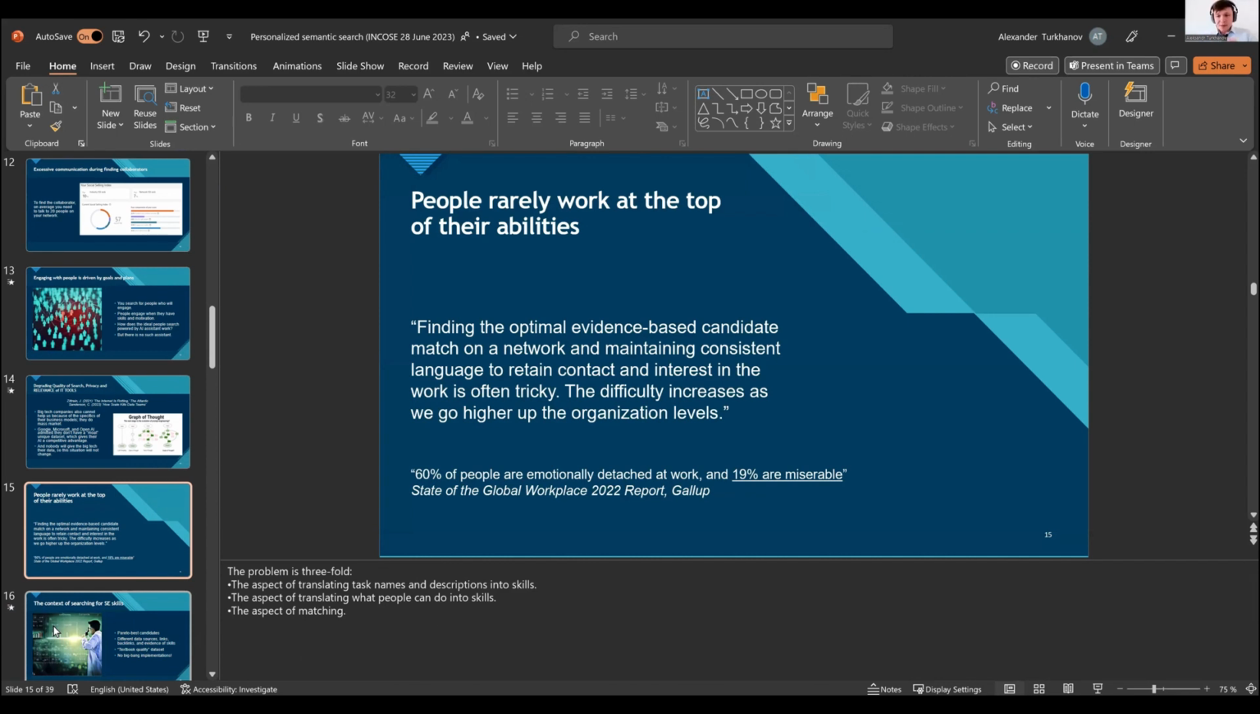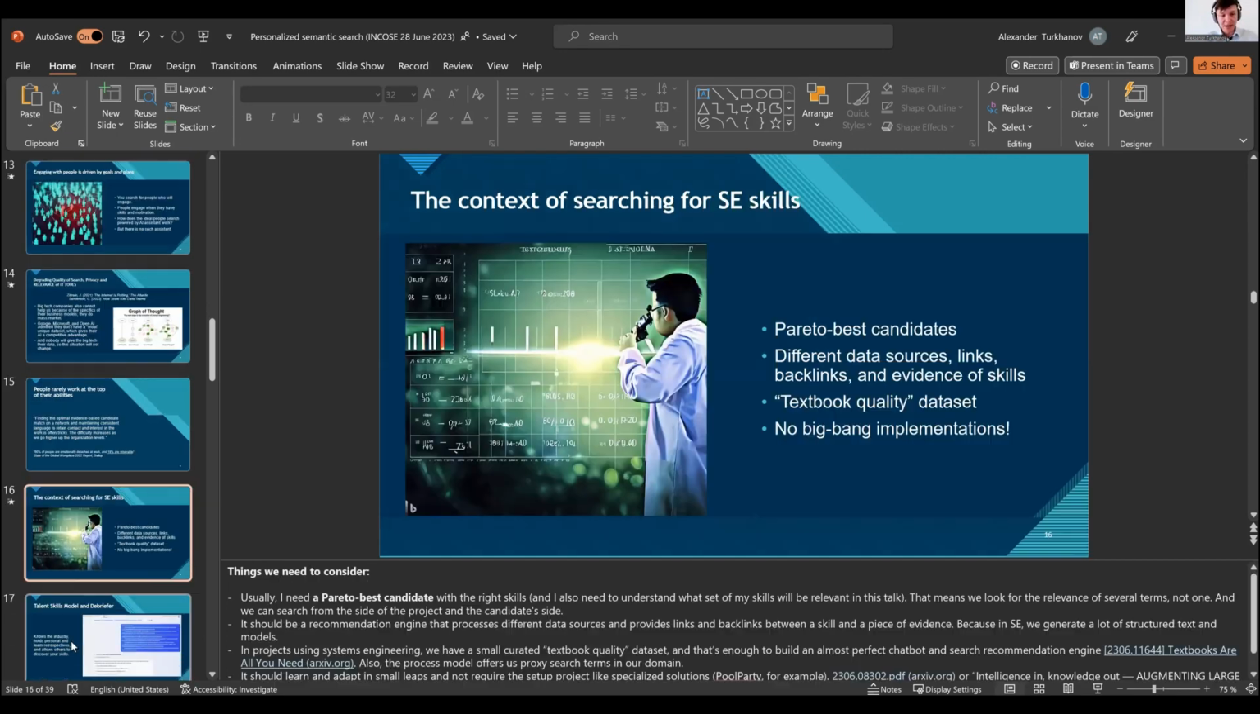And all this means that people are not working at the top of their abilities, and are emotionally detached at work and even miserable. You can read the Gallup report, State of the Global Workplace, where it is described very clearly. The numbers are staggering.